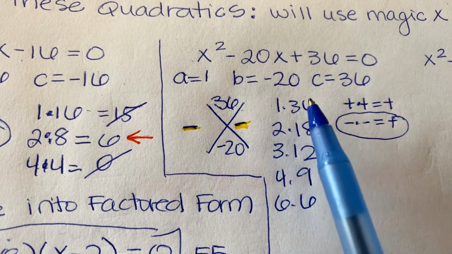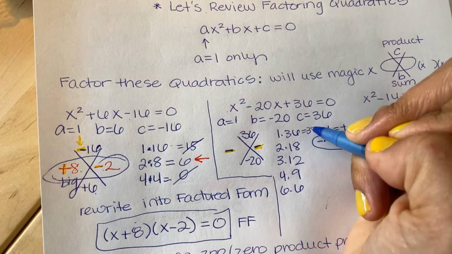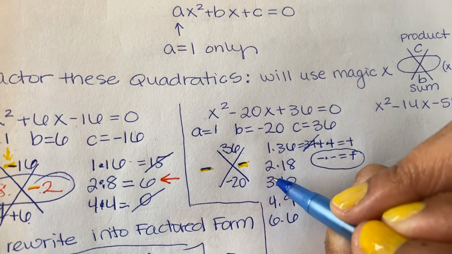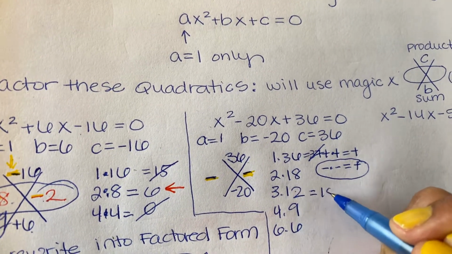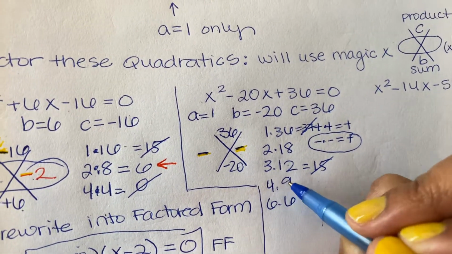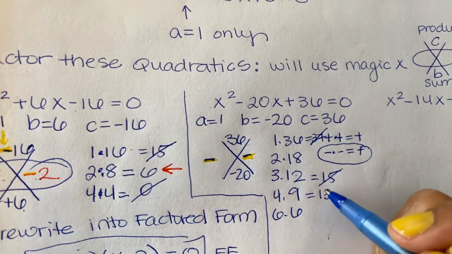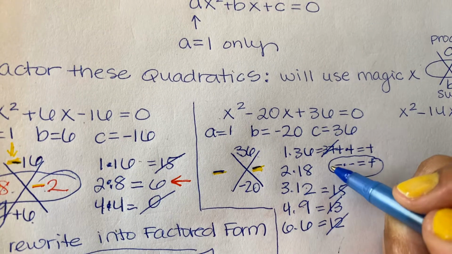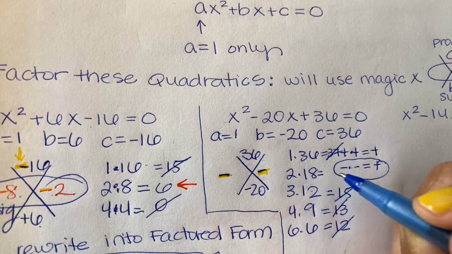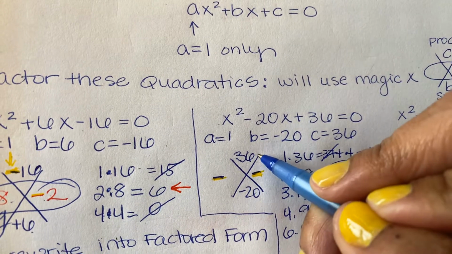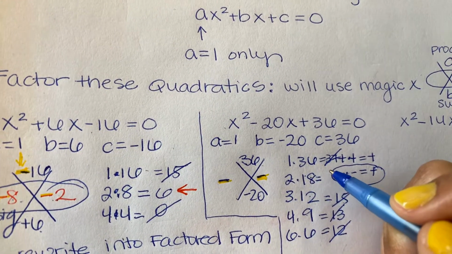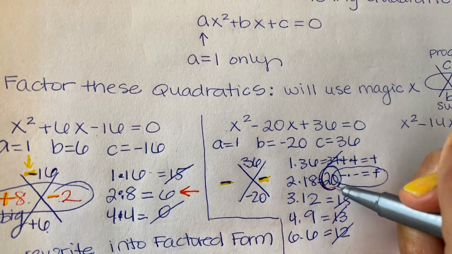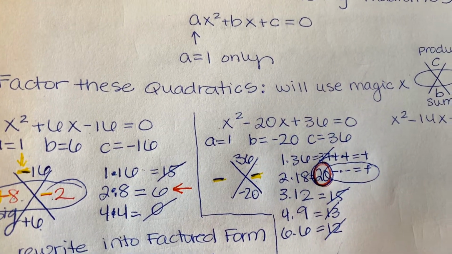So 1 plus 36 gives me 37, right? That is not 20. Okay, 3 plus 12 gives me 15. That's not 20. 4 plus 9 gives me 13, right? That's what it sums to. Nope. 6 and 6, 12, nope. Okay, 2 and 18. I should have moved this over because this one's actually my winner. Okay, 2 times 18 gives me 36. 2 plus 18 gives me 20. So this is our winner. But now we're going to apply the appropriate signs, right? Okay.